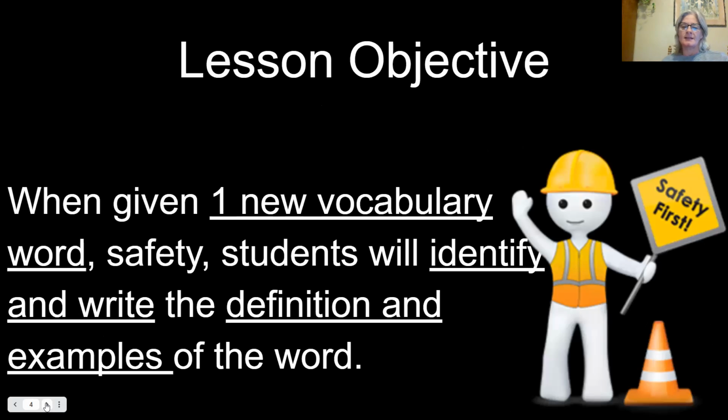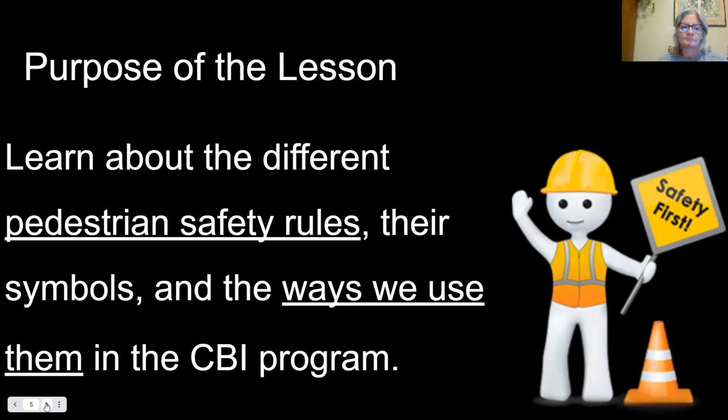So the lesson objective today is about the vocabulary word safety. Students will identify, write, define, and give examples of the word safety. So you're going to start learning about different pedestrian safety rules, their symbols, and ways we use them in the ACT program. This also says CBI down here because that means community-based instruction.